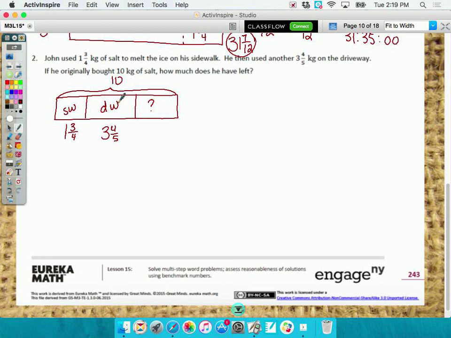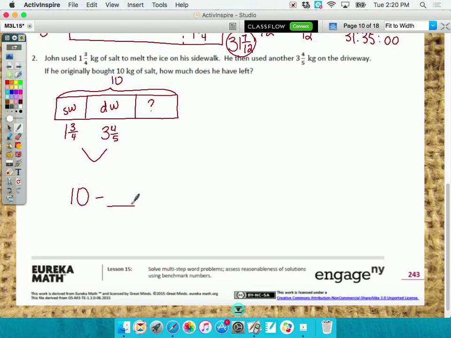Okay, how do I solve this problem? You're a teacher. How do I solve this problem? Subtract. Subtract everything? No. Subtract. Or you can add 1 3/4 plus 3 4/5, and then subtract it from 10 kilograms. Okay, here's what I want you to do. 10 minus something right down here so you don't forget that you need to do it. Now your exit ticket also has 10.